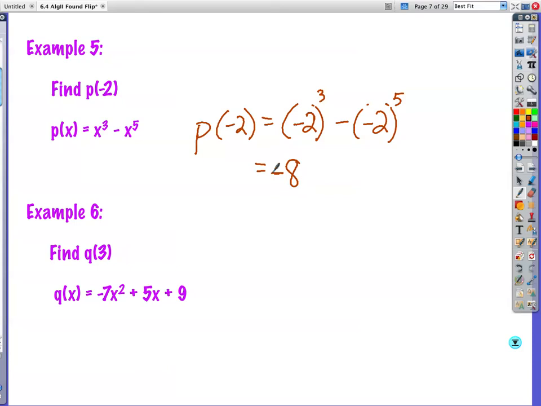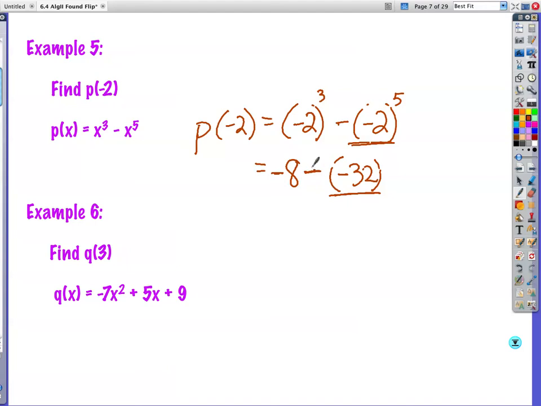2 to the 5th power is 2 times 2 times 2 times 2 times 2. Let's see, that's 4, times 2 is 8, times 2 is 16, times 2 is 32. So you have minus, I'm going to put this in parentheses, negative 32. So this part is the negative 32. This minus goes with this minus.